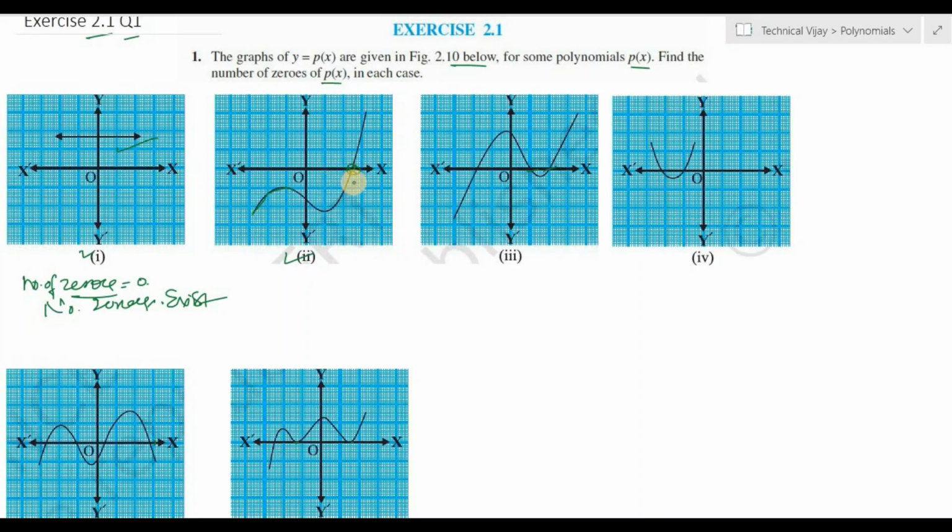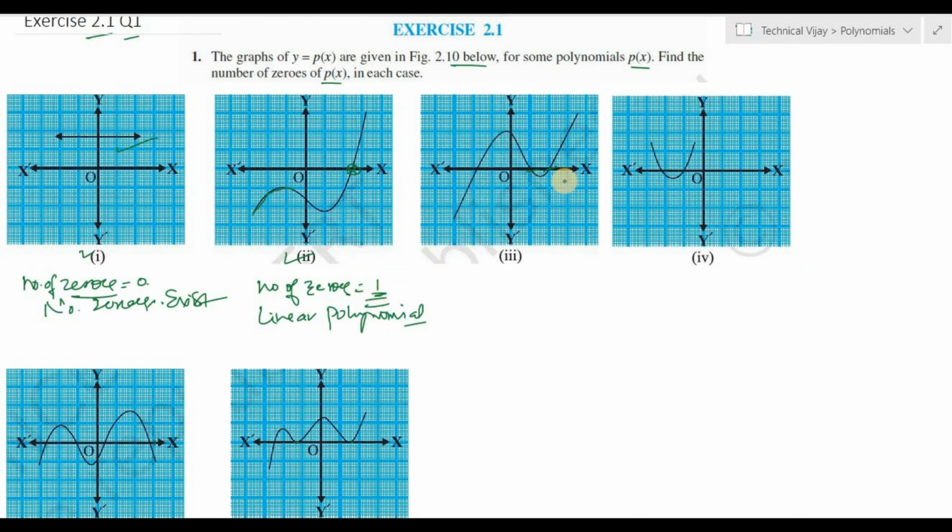For the second case, we will see this graph is touching the x-axis at this point, which means only one time it is touching the x-axis. So the number of zeros is equal to 1. So the number of zeros equal to 1 means it is a linear polynomial, that we can decide. This is a linear polynomial, because in a linear polynomial the degree of x is 1 and the number of zeros is 1, and the curve is also touching the x-axis at only one point. Hence the number of zeros is equal to 1.